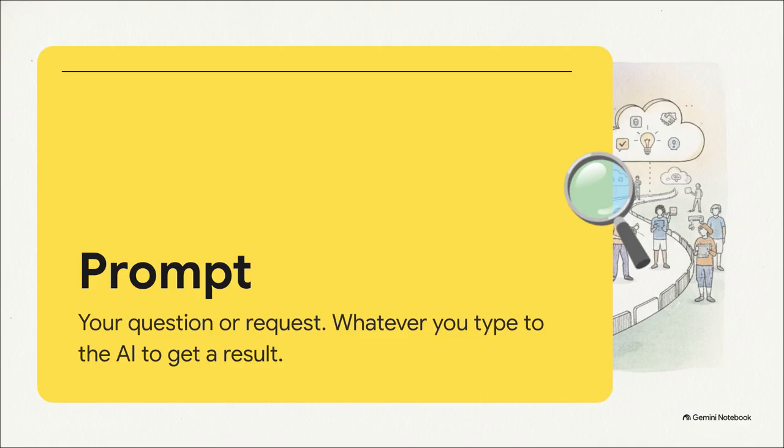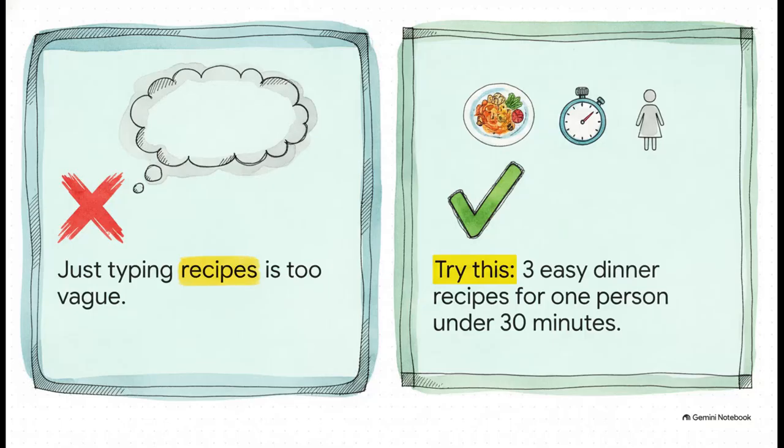Reassure yourself right now, talking to AI is incredibly easy, but there is just a little bit of an art to getting the best possible answers out of it. And this brilliantly illustrates what we mean. Instead of typing a vague single word like recipes, try adding some specific details. For example, give me 3 easy dinner recipes for one person that take less than 30 minutes. See the difference?